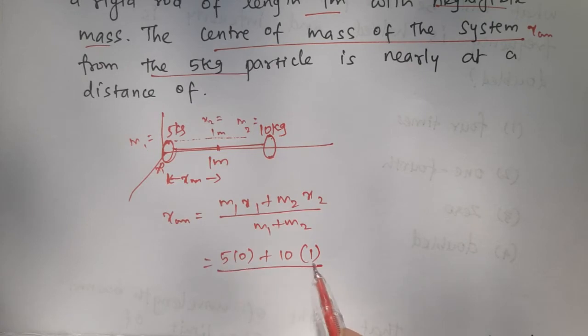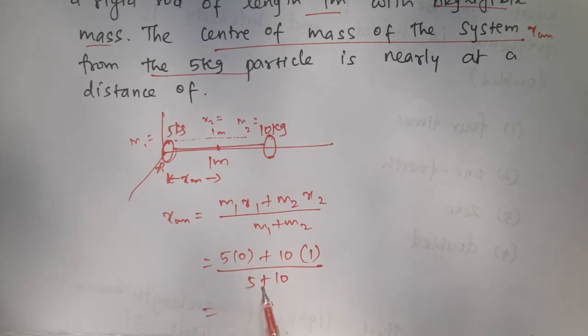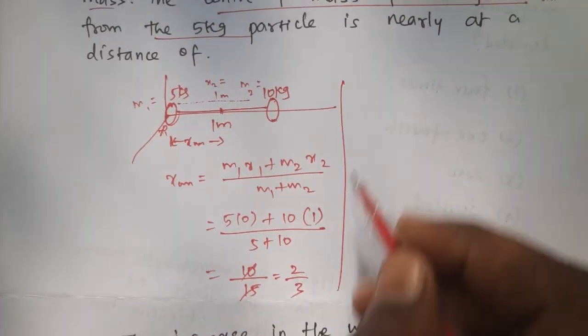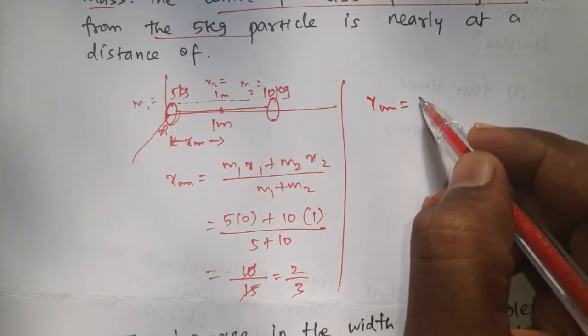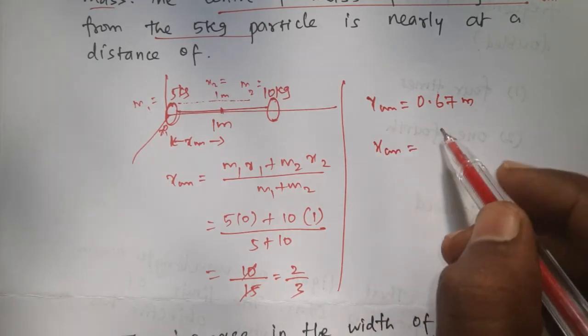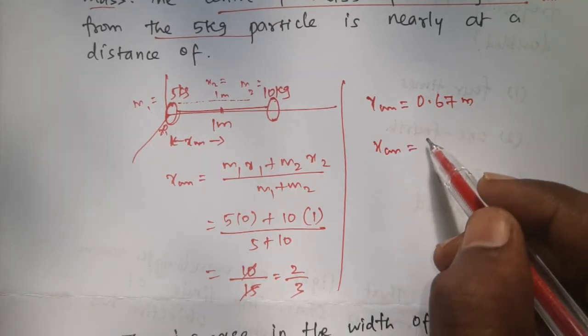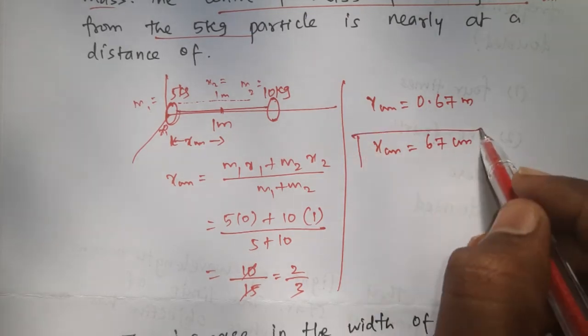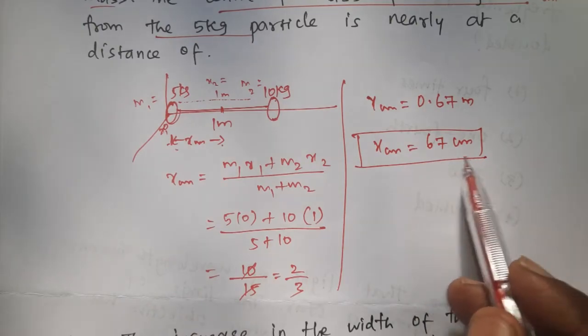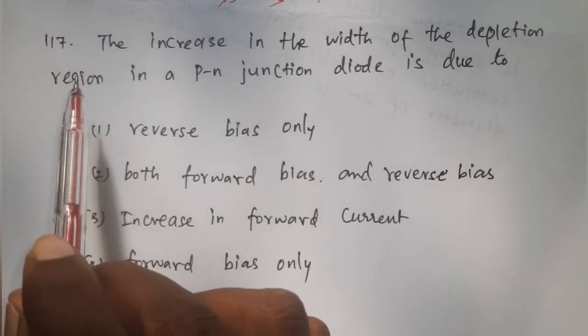So x2 value is 1, divided by the mass of the first object 5 plus the mass of the second object 10. So 5 zeros are 0, 10 ones are 10, so 10 by 15. If we cancel, we get 2 by 3. Then xcm is equal to 2 by 3, whose value is 0.67 meter. If you want to convert into centimeter, you multiply by 100, so 67 centimeter. The center of mass of the system from the 5 kg particle is 67 centimeter. Question number 117 is a direct question, the easiest one.